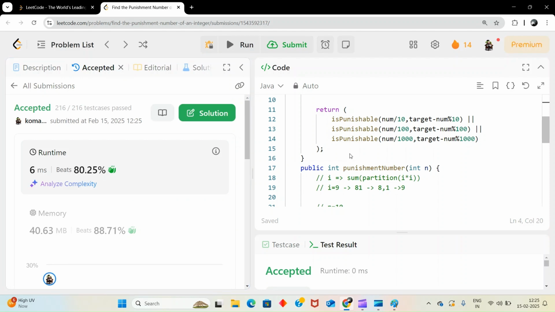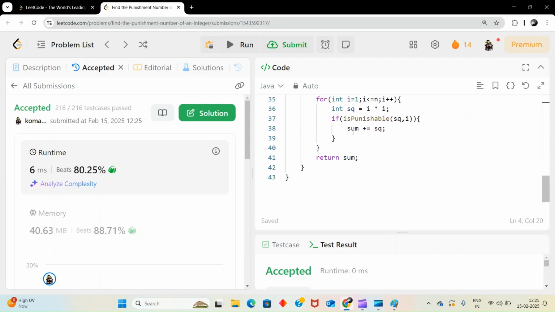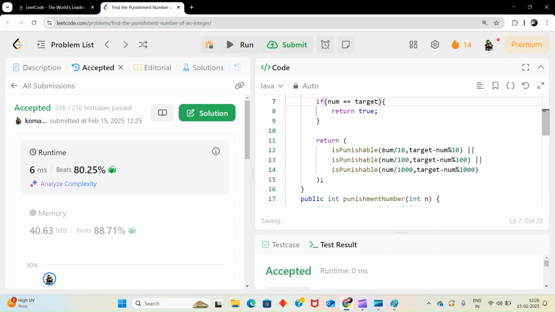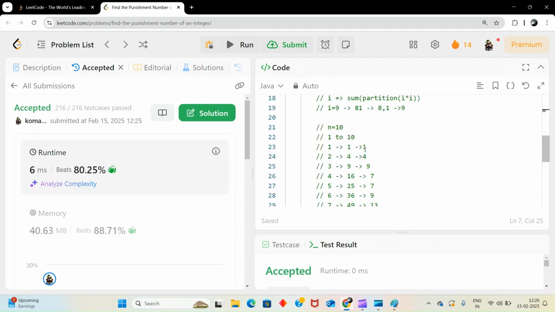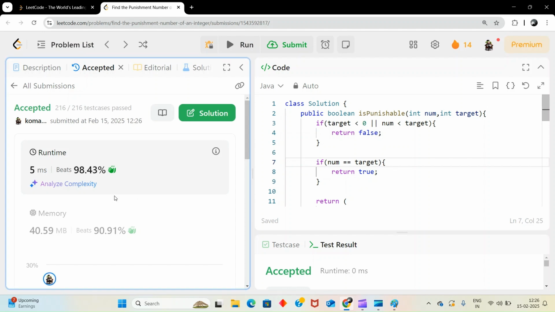Here you can see accepted, but let me check once again. I'll write target equal to this, isPunishable, we did like this, and the square we did some. Let's submit this again. So yeah, you can see, just a small change.